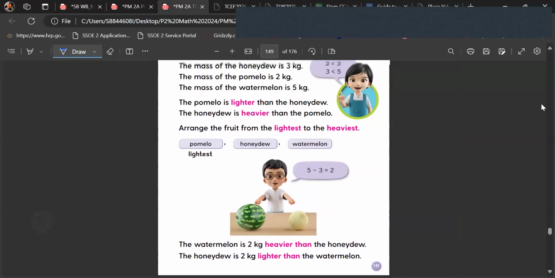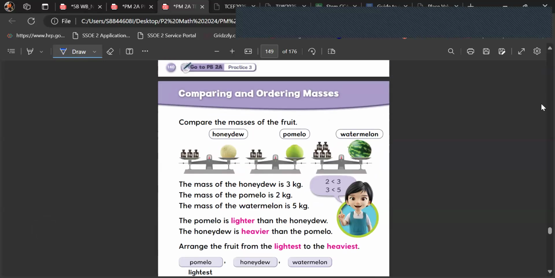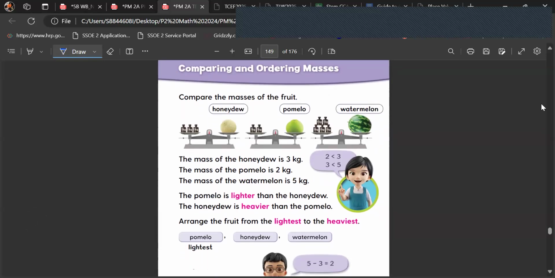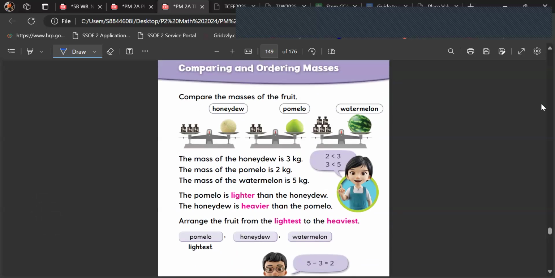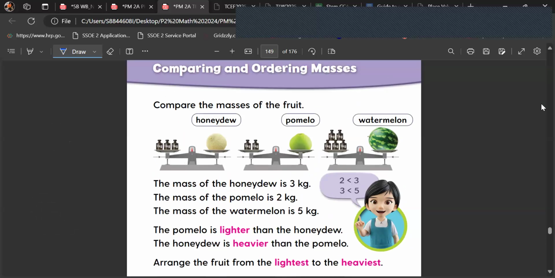Now, we are at the next level. The next level involves solving problems with regards to maths. Here on page 141, let's see how our friends do the comparison. You can see here, compare the masses of the fruit, page 141.